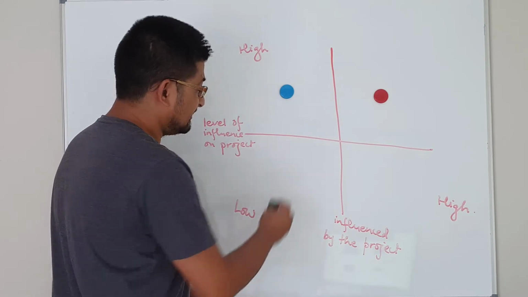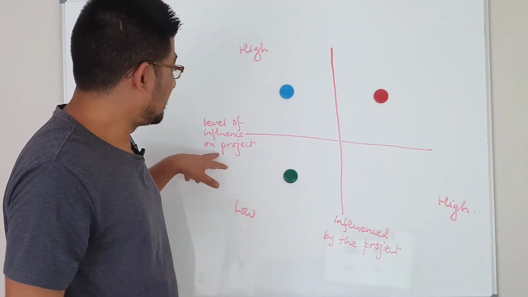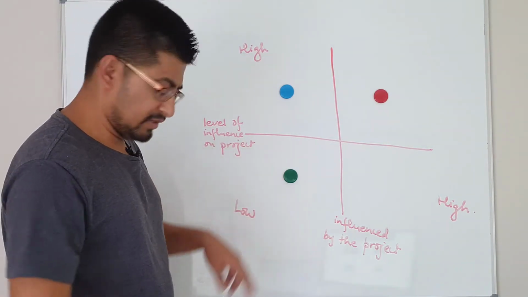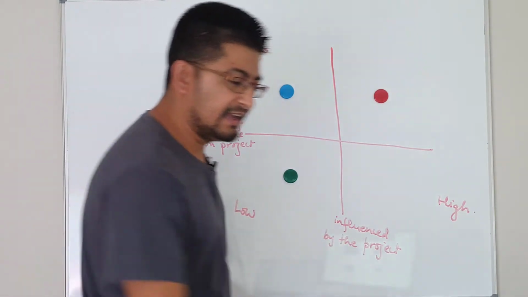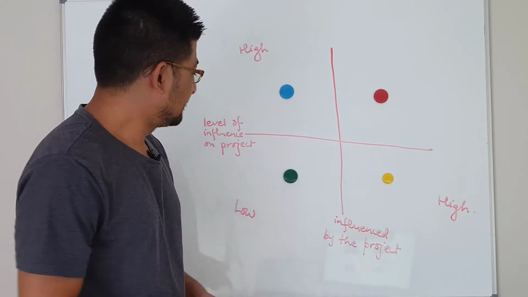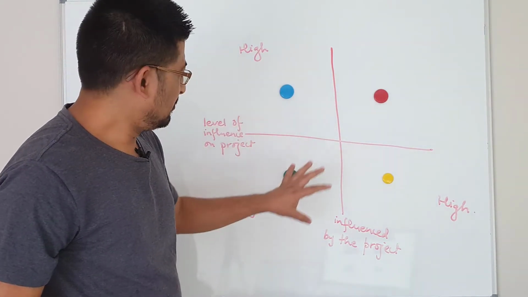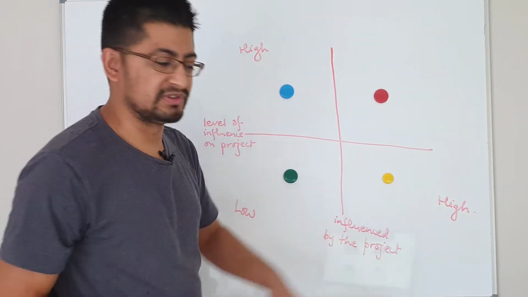Whereas if the stakeholder falls on this section, the level of influence of that stakeholder on the project is low, and they are also influenced less by the project. And if the stakeholder falls on this section, their level of influence on the project is low, but they are highly influenced by the success of the project.